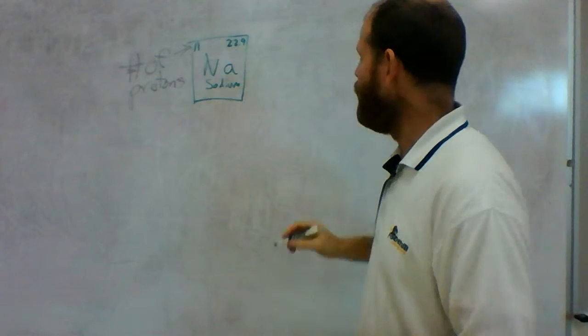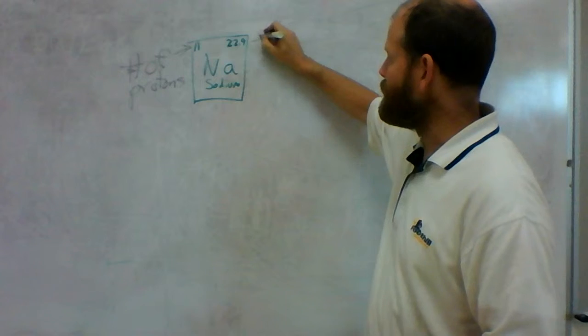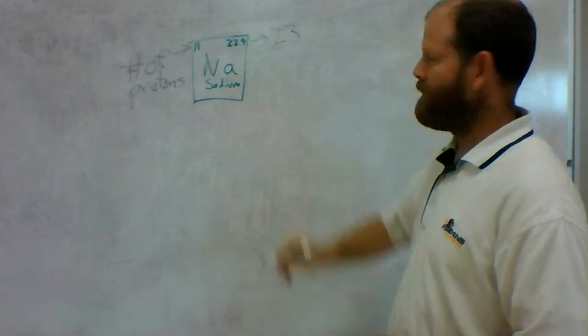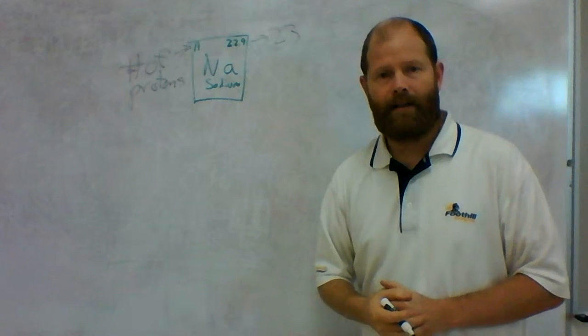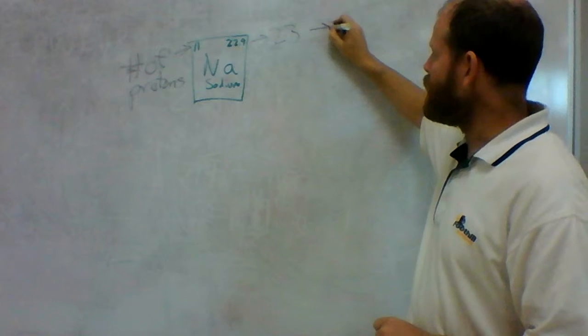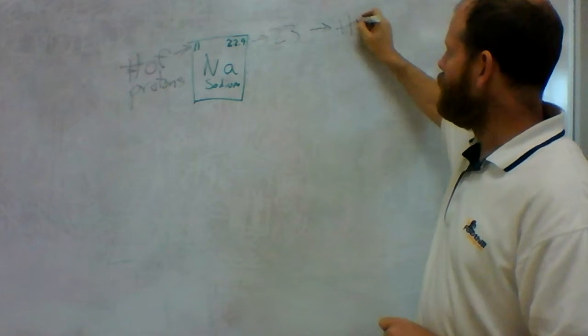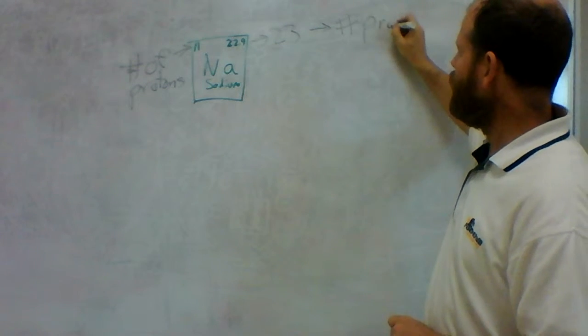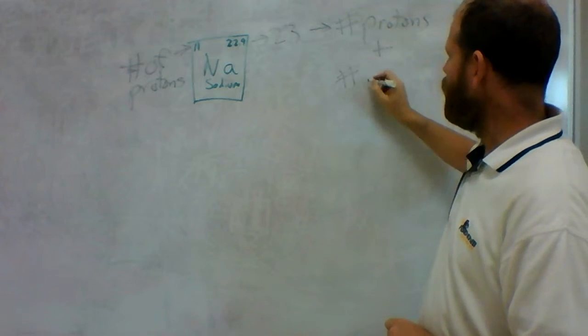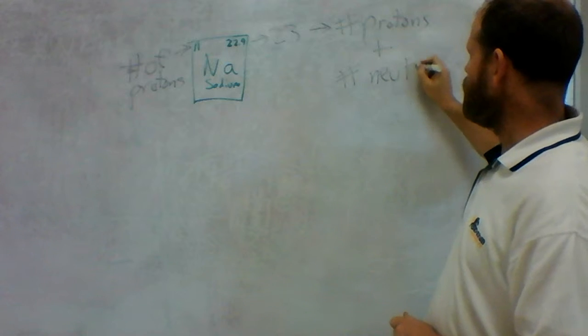In the top right-hand corner, we see the atomic mass, which, if we round it off, gives us the mass number of the most common isotope. Now, what is that? The mass number of the most common isotope is the number of protons plus the number of neutrons.